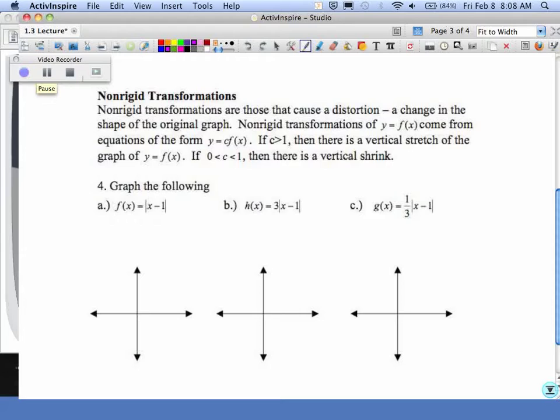Non-rigid transformation. The last ones were rigid, meaning the shape doesn't change: you just pick the graph up and move it. Now the non-rigid is talking about how the U might get wider or it might get real skinny.